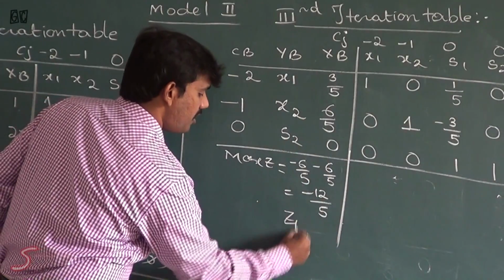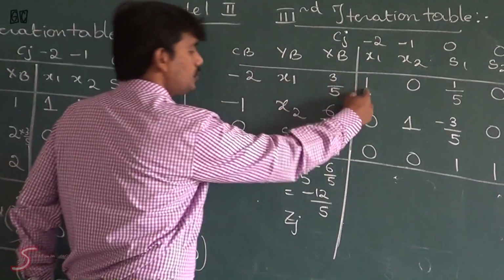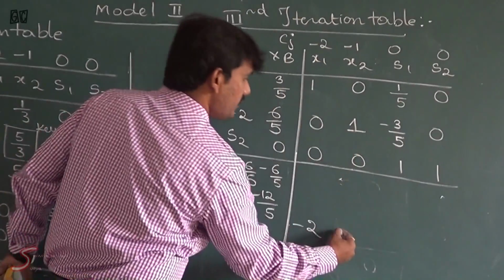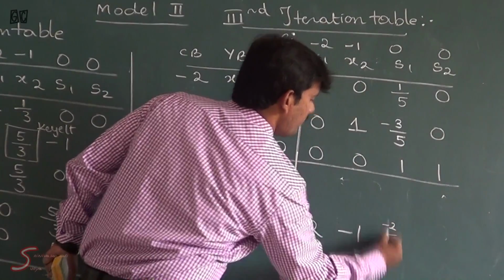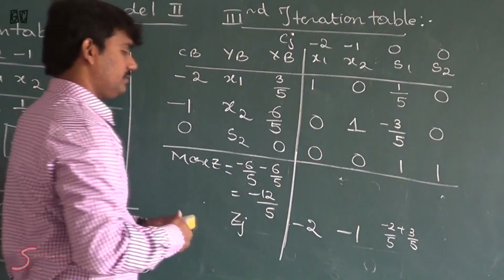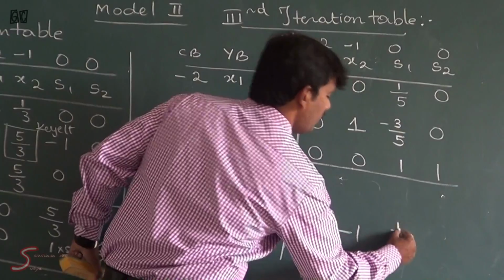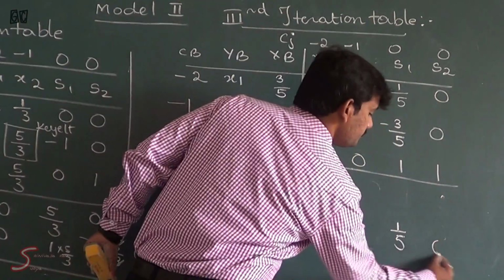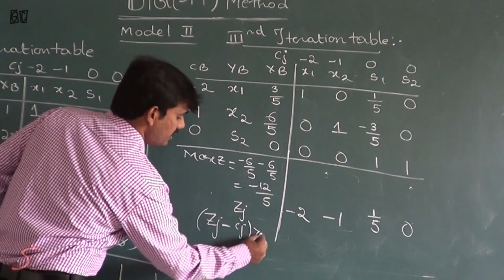And we have a zj formula. The formula of zj is CB into xj, minus 2, 0 and 0, obviously minus 2. And again 0, minus 1 and again 0, obviously minus 1, minus 2 by 5, minus into minus plus 3 by 5, obviously 1 by 5. And finally we have minus 2 into 0, 0, minus 1 into 0, 0 and 0 to 1 again 0. And we have a last step, that is the optimality condition, Zj minus Cj greater than or equal to 0.